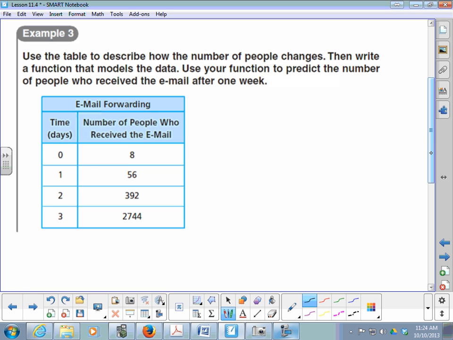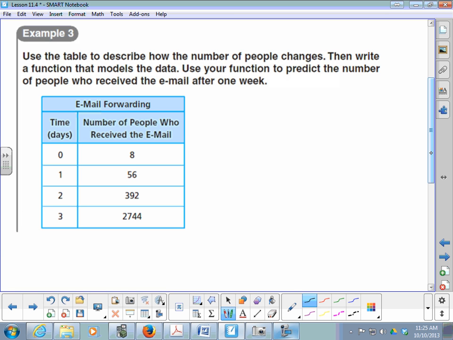All right, so use a table to describe how the number of people changes. Then write a function that models the data. Use your function to predict the number of people who received the email after 1 week. Okay. Now, in my mind, I have an idea of what it might be here. So here we've got the time. In 0 days, 8 people have the email. Okay, so we're starting with 8 people. Right. Then after 1 day, we now have 56, then 392, and then 2,744.